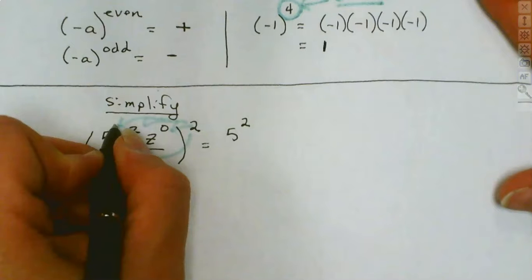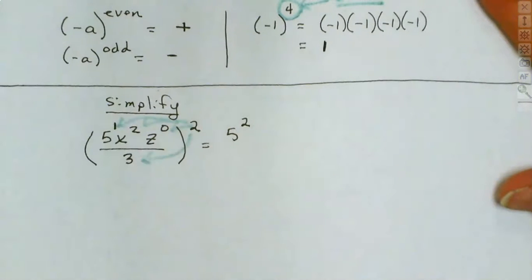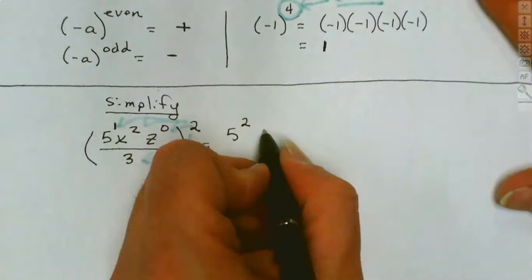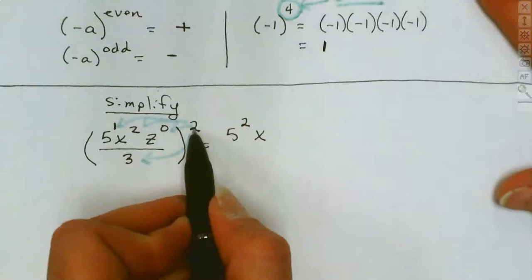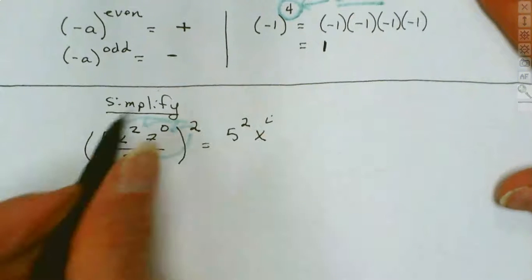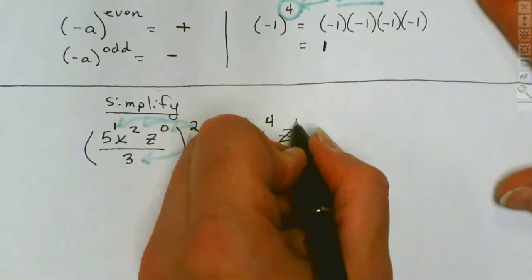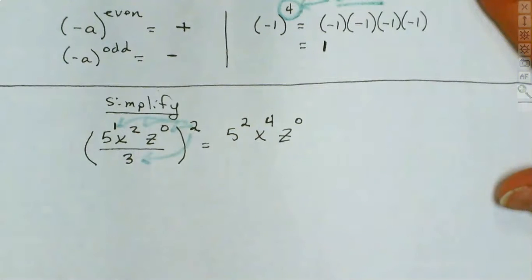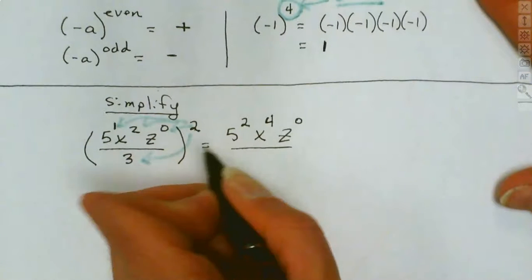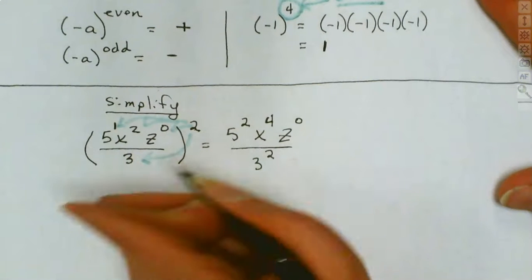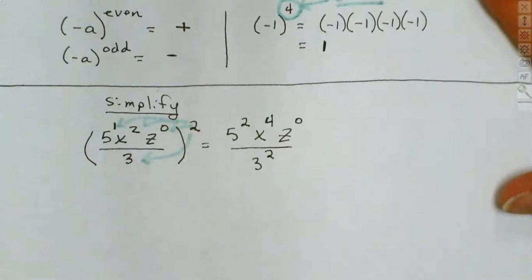Because again, remember, if there is no number, what do we know the exponent is? The exponent is a 1. And 1 times 2 is a 2. Then we have x to the 4 times 2 power, which is an x to the 4th. What about the z? 2 times 0 is still 0, and we'll deal with that in a moment. Down below, we have 3 what? 3 squared when we distribute 3. So we just applied our power rule.